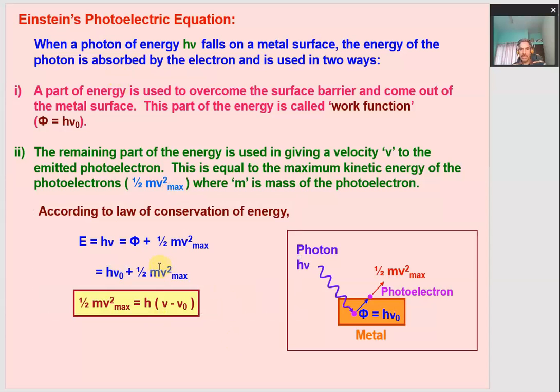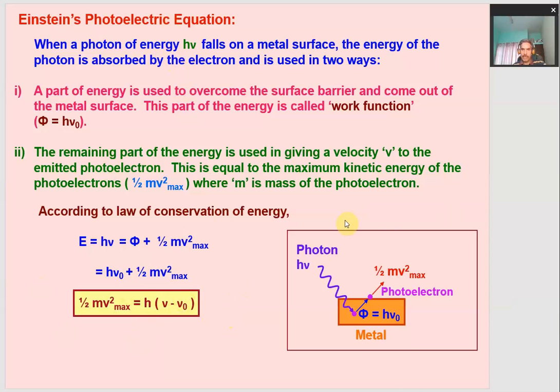So from here we can write the kinetic energy as h nu on the one side, and we take the h nu naught to the other side. Therefore, the kinetic energy carried by a photoelectron is written as h into nu minus nu naught. This equation is called the Einstein photoelectric equation. Einstein explained all the laws of photoelectric effect with the help of this equation, which is on the basis of the photon theory, or particle theory, of light.